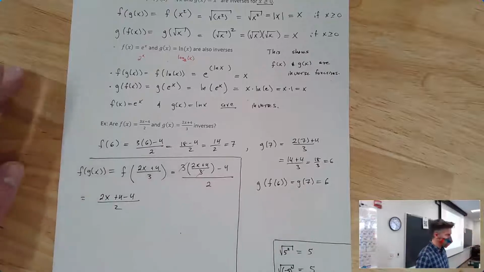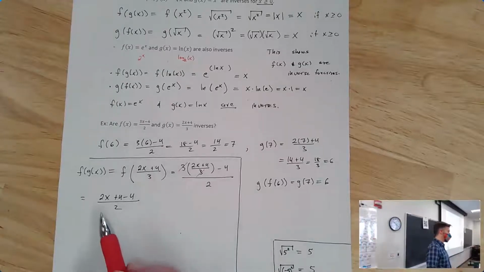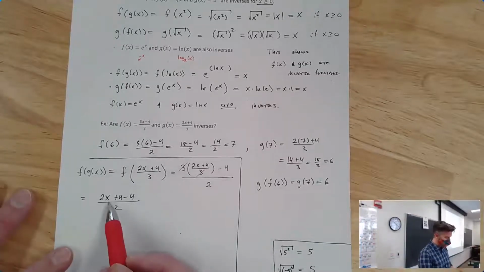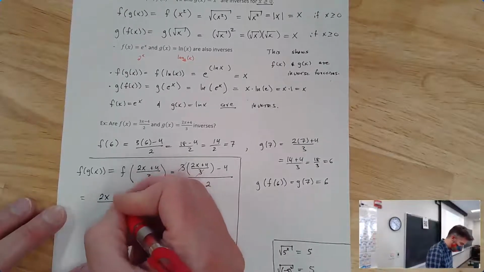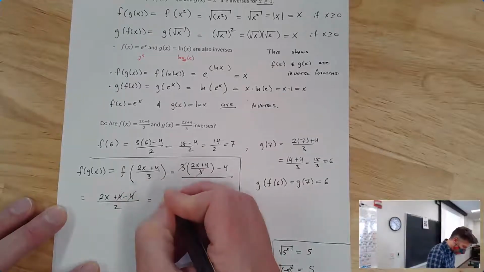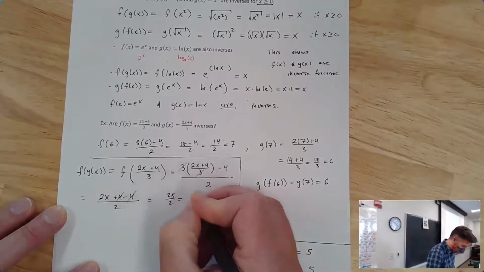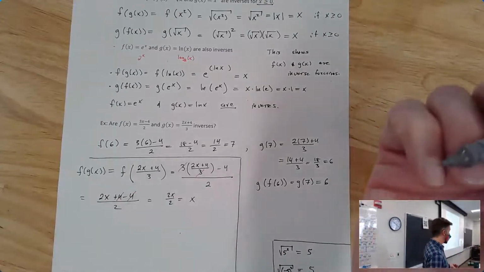What should I cancel next? So you could divide the whole thing by 2. You're not wrong. You could say this is equal to x plus 2 minus 2. You divide each thing by 2. But I'm going to cancel the 4's next, because that seems easy to me. And then I'm going to have 2x over 2, and then I'm going to have x, because 2 over 2 cancels. Great, f of g of x is equal to x.